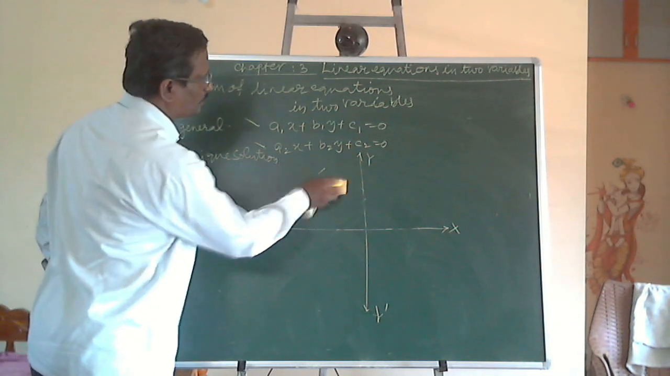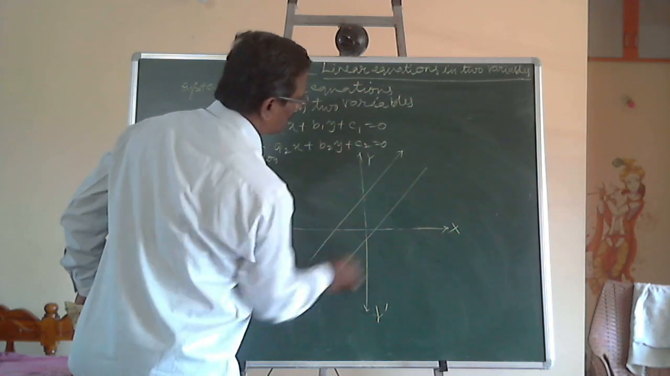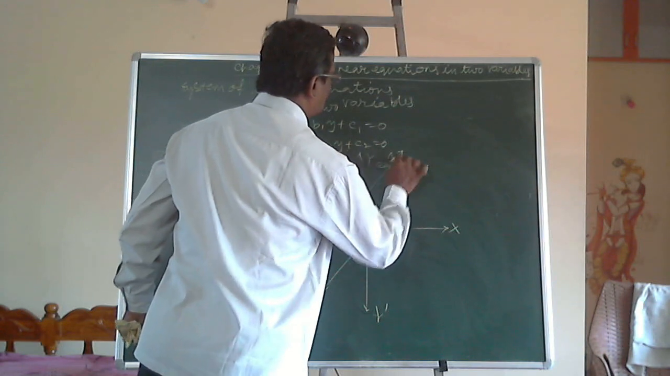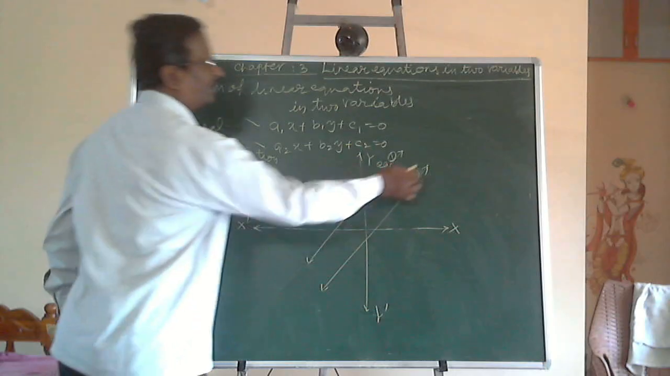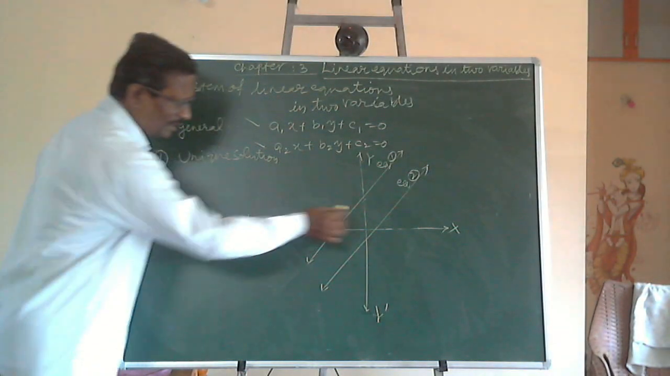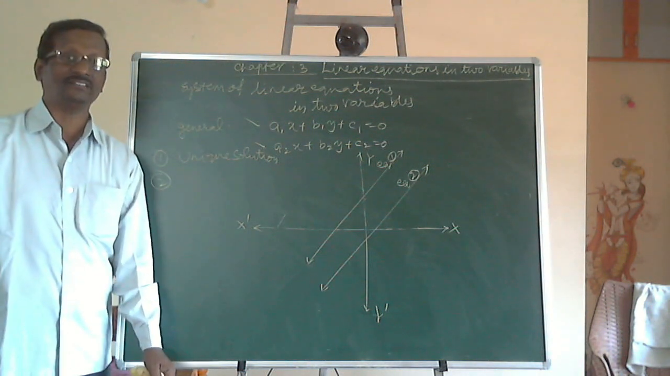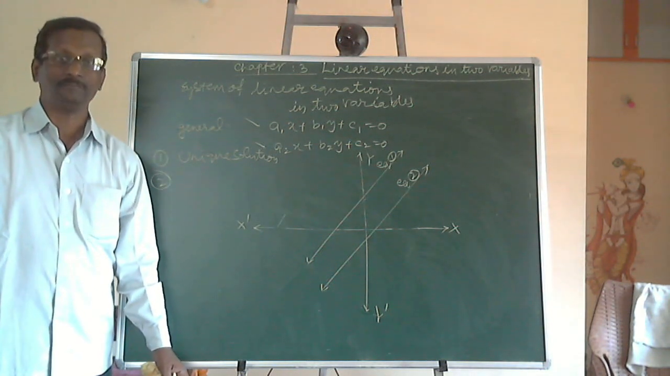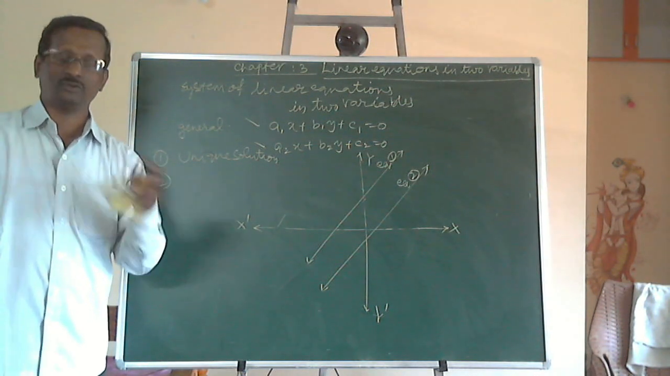In case the two lines are parallel, for example, this is one straight line, this is another straight line, equation 1 and equation 2. Equation 1 is representing this straight line, equation 2 is representing this straight line. The two straight lines are parallel. The perpendicular distance between the two lines is the same at different points, then we say the two lines are parallel. In case the two lines are parallel, there is no common point, there is no common solution.